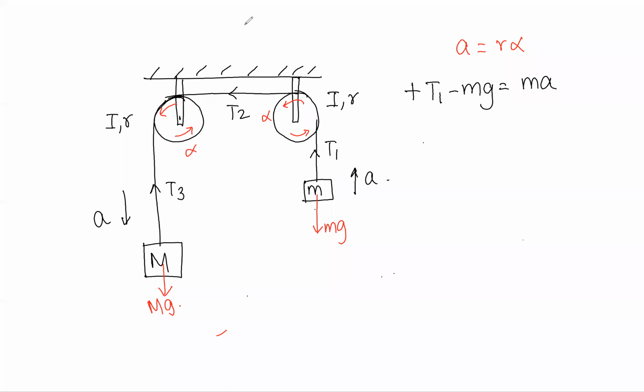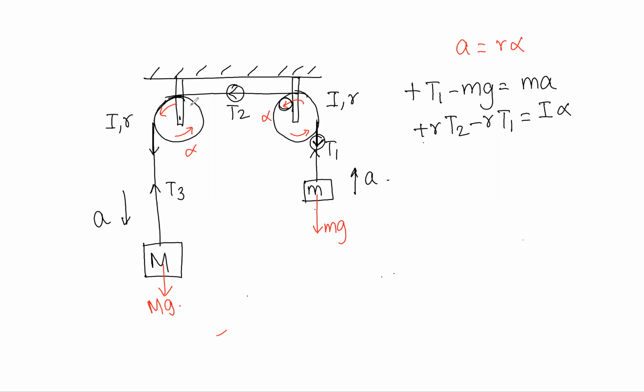For that pulley, you notice what is happening. T2 is supporting, so you'll write plus RT2. See, T2 is supporting. But T1 is going to act on the pulley in the downward direction. So T1 is opposing that motion. So you'll write minus RT1 is equal to I into alpha. Okay, that's it. And then finally, for the second pulley, you will write what?